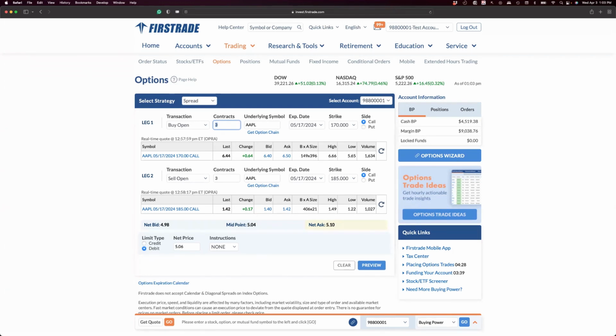More importantly, giving you an understanding of when to use it, how to use it, and showing you some of the tools that are available to you at First Trade to help you structure these trades, find opportunities, and execute them in your First Trade account.